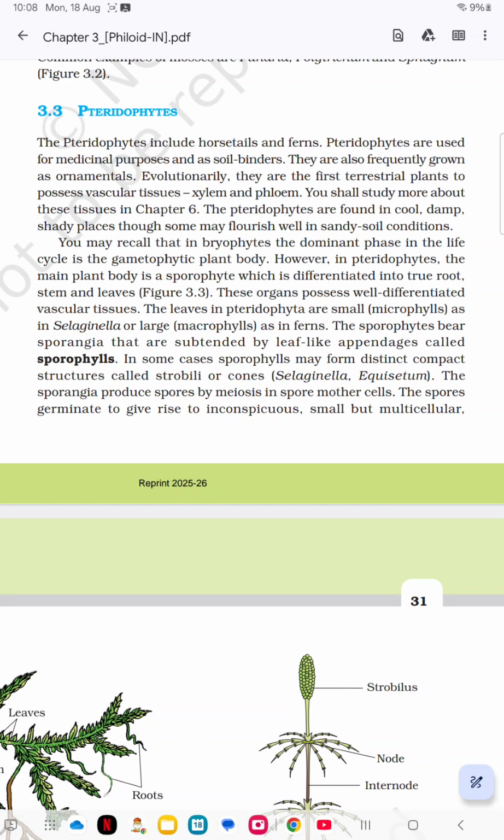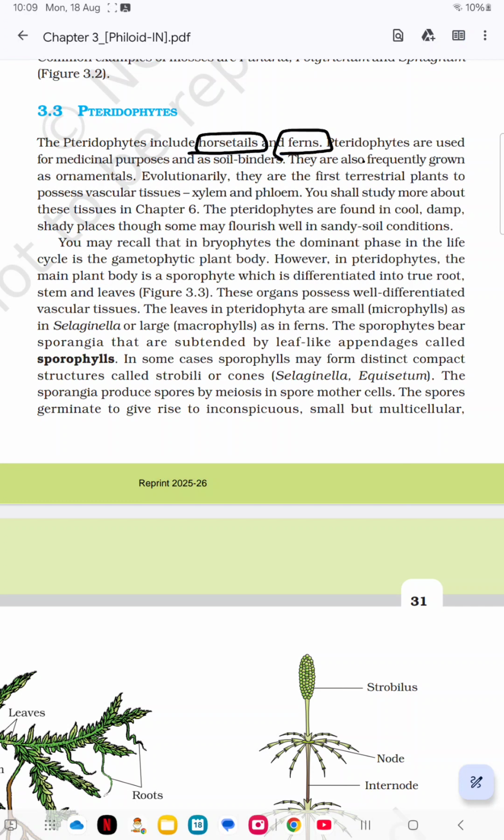They contain roots, stem and leaves that are true in nature. They don't act root-like, stem-like or leaf-like. They are the true land plants which grow on land, containing the root, stem and the leaves. So the pteridophytes include the horsetails and the ferns.